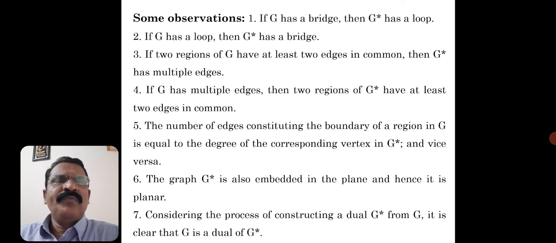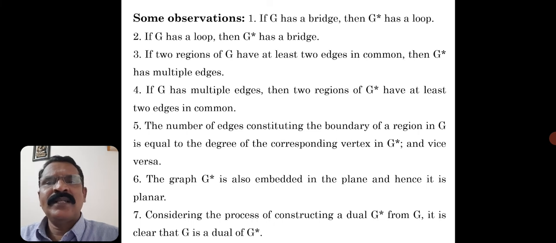Some observations from the previous session while discussing the construction of a dual. If G has a bridge, then G star has a loop, definitely. If G has a loop, then G star has a bridge. Though we have not considered an example of this, if two regions of G have at least two edges in common, then G star has multiple edges. In the previous example, three edges were common between the interior and the exterior face. That's why we got three multiple edges between those two vertices.